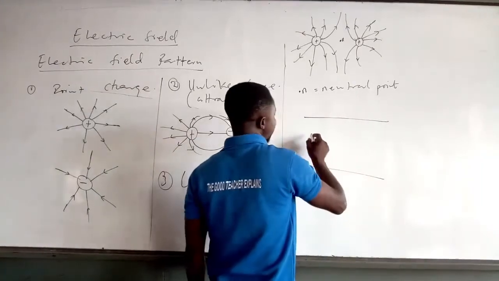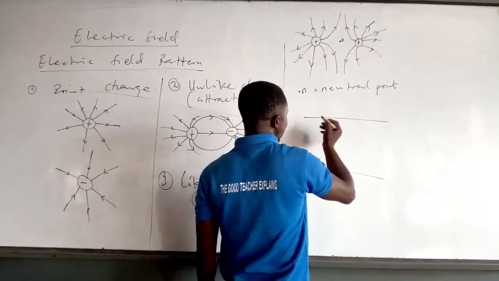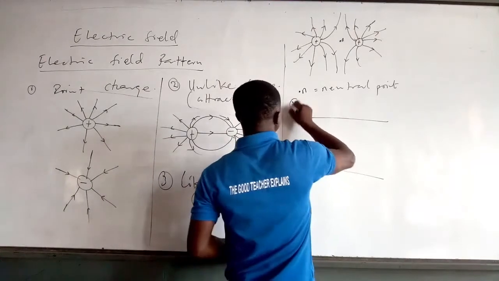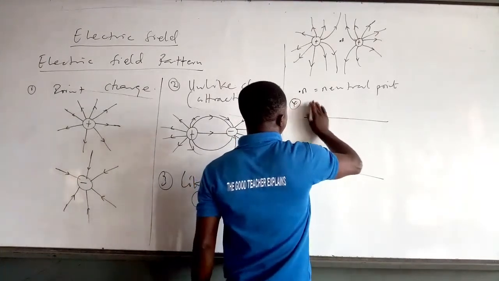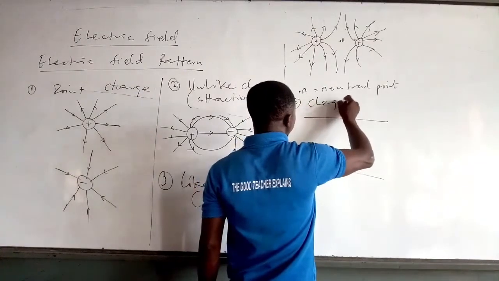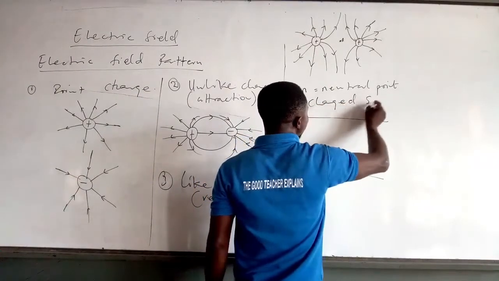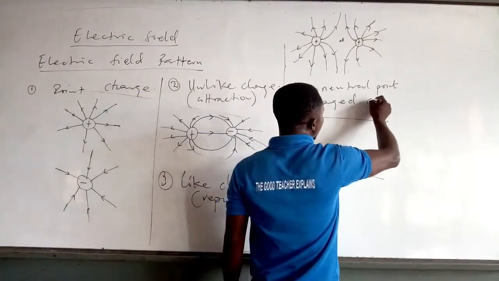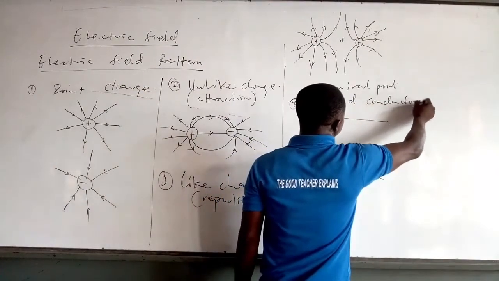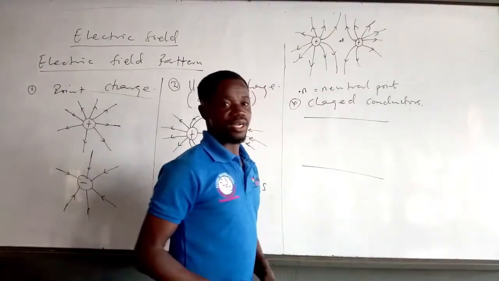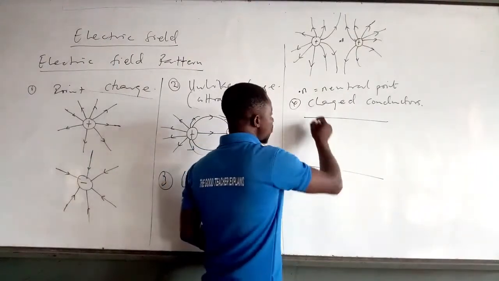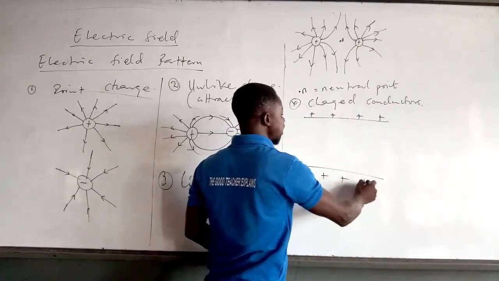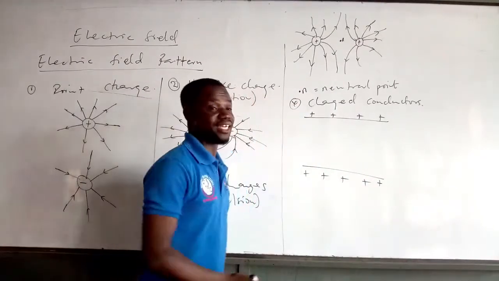Good. Then we can also have two charged spheres that are placed parallel to each other. Let's look at number 4, charged spheres. Okay, these are not spheres. These are charged conductors. Two charged conductors that are placed side by side. Let's suppose that they are charged positively, like this. The two of them are charged positively. It means that they carry like charges.